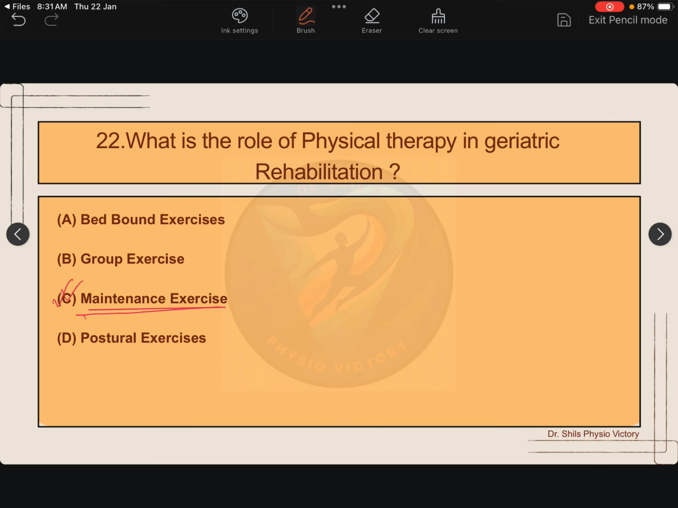In the answer key, the answer given is group exercise, but it is not the correct answer because it's very important to maintain the balance. The most comprehensive role in geriatric rehabilitation is maintenance exercise because it encompasses long-term functional prevention, which is central to geriatric rehab goals.